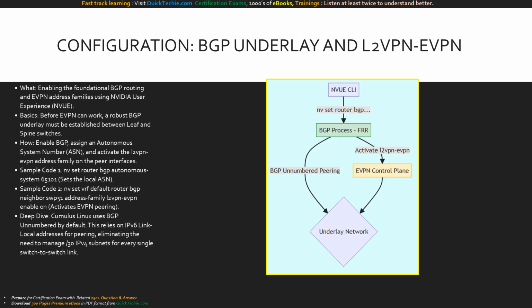This flow shows the logical configuration hierarchy. From the NVIDIA CLI, we push settings into the BGP process, powered by FRRouting under the hood. BGP establishes the underlay network using unnumbered peering. Simultaneously, we activate the EVPN address family, layering the multi-tenant control plane perfectly on top of the physical underlay.